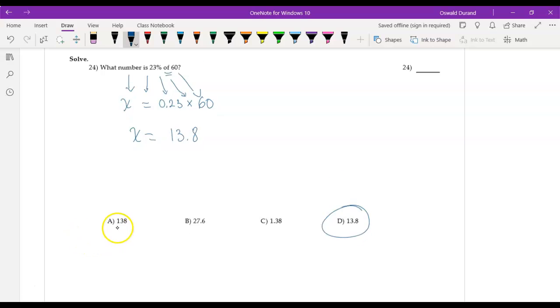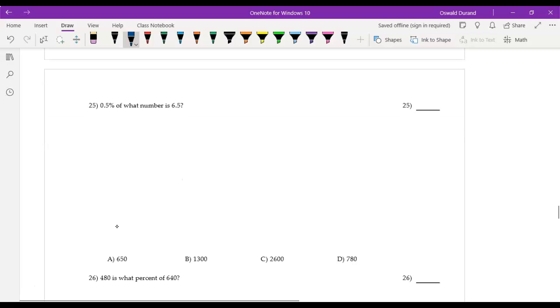Okay, so let's do another one. All right, so let's translate. 0.5% is 0.005, right?